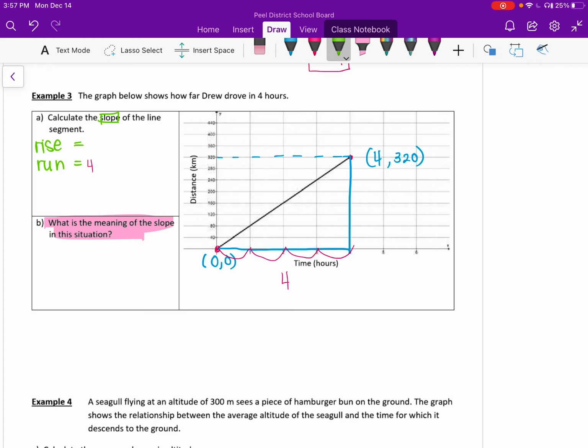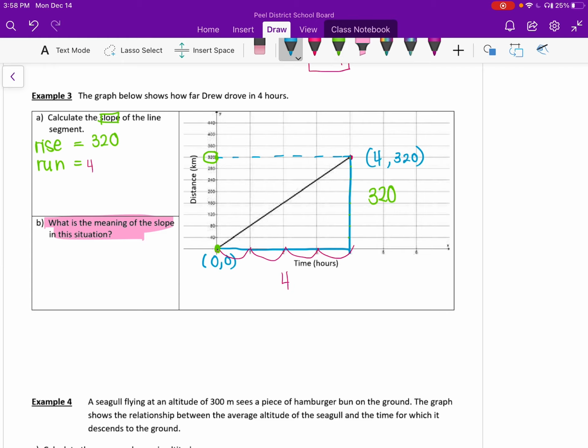This is where this gets tricky, so pay attention. How many am I moving up? 1, 2, 3, 4, 5, 6, 7, 8. Is my rise 8? No, because each of these 8s represents 40, right? So what my rise actually is, is this number right here. You went from 0 to 320. So my rise is 320. Right? So you want to take how much you actually went from here to here. So you always read where it is on the line. That's why I wrote those coordinates down.